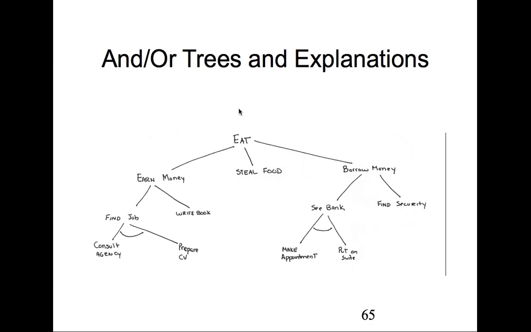Here are explanations that are in an AND/OR tree type of explanation. So a person needs to eat and they don't have any money, so they can steal food. Okay, that's a good option. Doesn't lead to anything though, doesn't go anywhere. Or they can earn money and then they can write a book or find a job, or you know, they can consult in an agency and prepare a resume and get a better job or something. Or they could borrow money and go to the bank or find security somehow or make an appointment. All these decisions that are made are explanations.